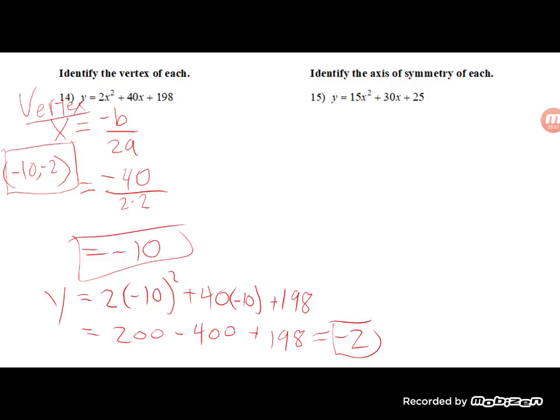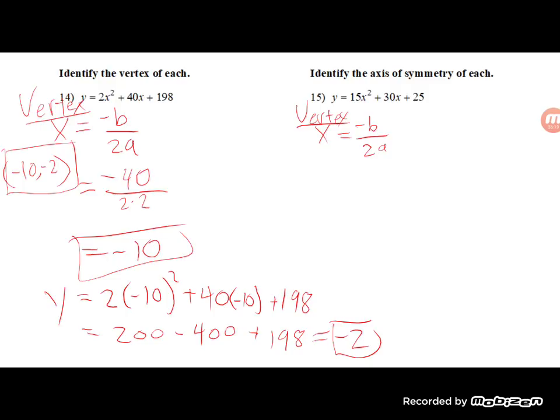Alright, identify the axis of symmetry. I think of axis of symmetry problems like a really easy vertex problem. Why do I say that? It's because the axis of symmetry is just the x value of the vertex. So all you need to find is the x value of the vertex, and you have your axis of symmetry. We have an equation for that. It's x equals negative b over 2a. Now, could you factor that? Probably. Could you do that whole method? Yeah, probably, and it might work.